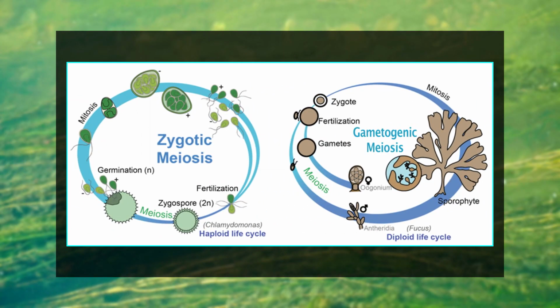Meiosis in algae occurs in three ways, or has three types. One, the simplest and most primitive type of meiosis, called zygotic meiosis, a meiosis that occurs in zygote. It is common in green algae. Second, gametogenic meiosis, also called pre-zygotic meiosis. It's a meiosis that occurs during gametogenesis and leads to the formation of gametes. It is seen in most brown algae.